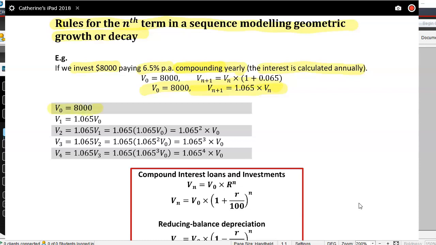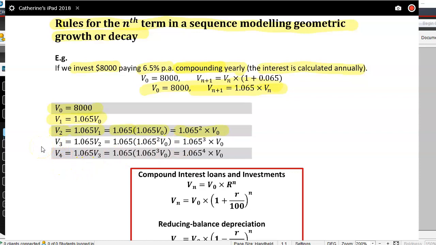So we start with V0. Then we get V1, which is 1.065 times V0. V2 is 1.065 times V1. But let's have a think about that. So it's 1.065 times V1, and we thought V1 was 1.065 times V0. So in other words, V2 is equal to 1.065 squared times V0.